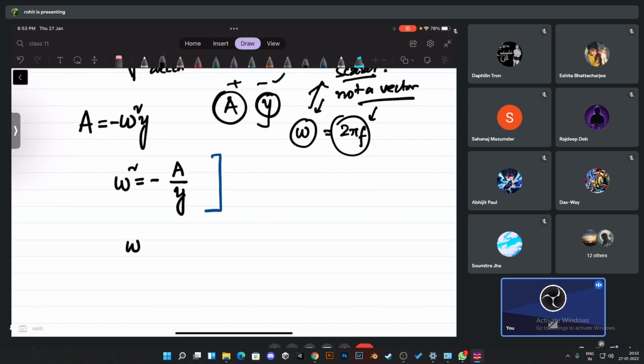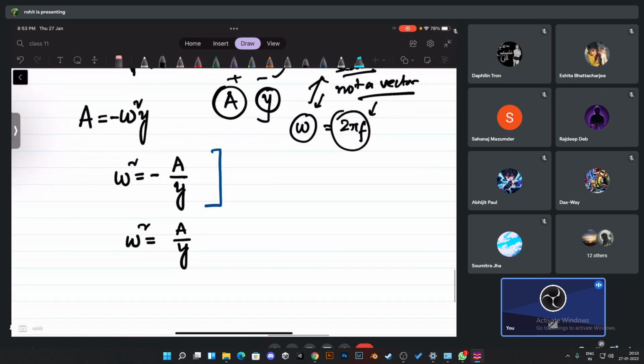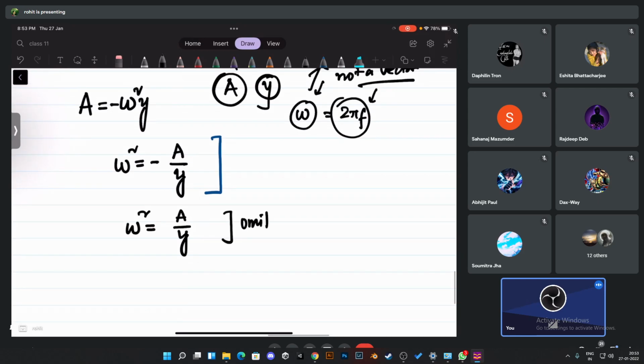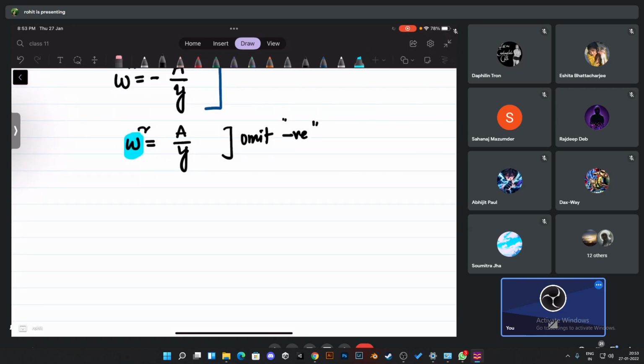So if I want to write this expression, see how it works out. Omega square will be equal to a by y. And I can just omit the negative sign, because I want to talk in terms of acceleration, displacement, and omega. Can you understand? Is it all clear? Yes, sir. Okay, so check now.